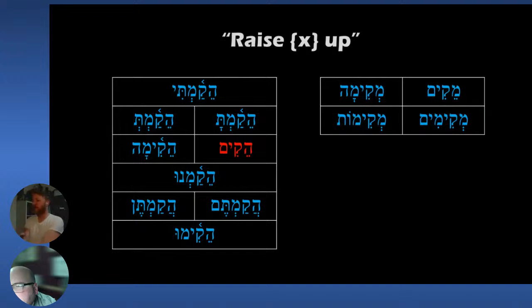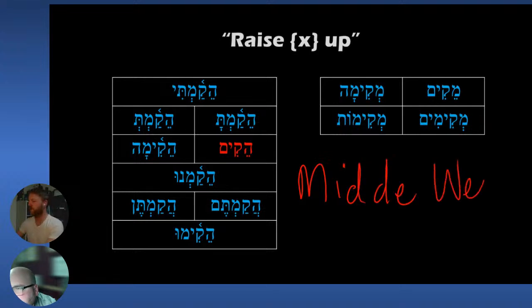Now we get to an interesting one. This is middle weak. Middle weak is a root that has a vav or yod in the middle. Because it's weak, it drops out in the middle. Okay?